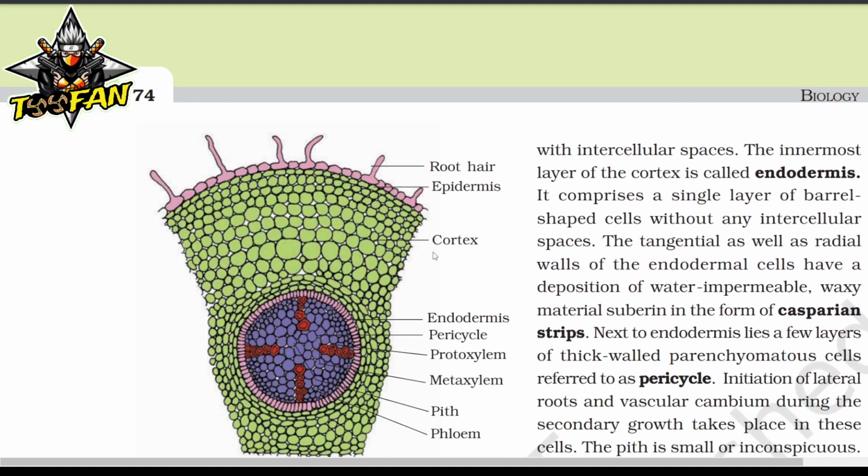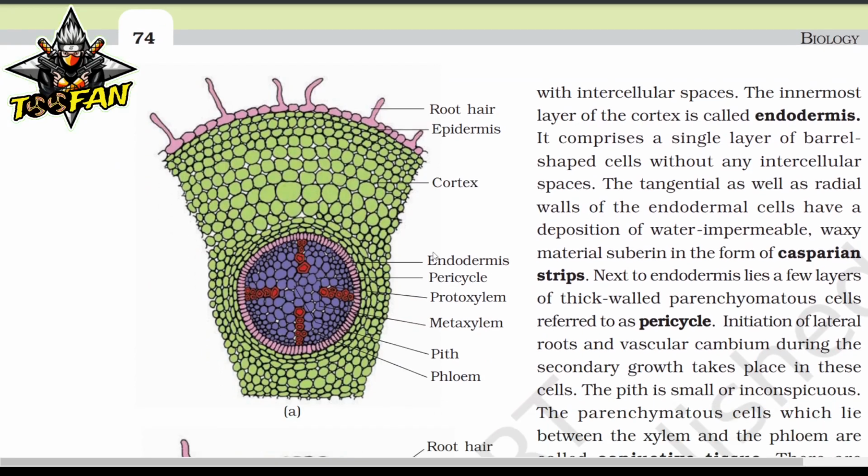The tangential as well as radial wall of the endodermal cell have a deposition of wall impermeable waxy material in the form of Casparian strips. Next to endodermis lie a few layers of thick-walled parenchymatous cells referred to as pericycle. Initiation of lateral roots and vascular cambium during the secondary growth takes place in these cells.